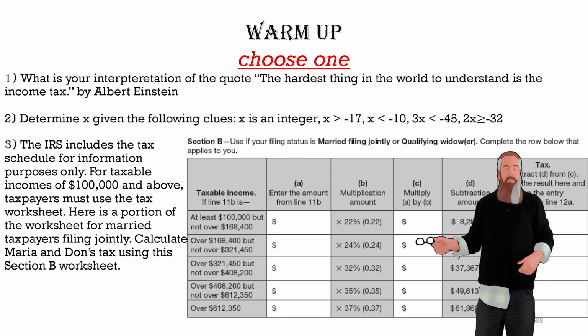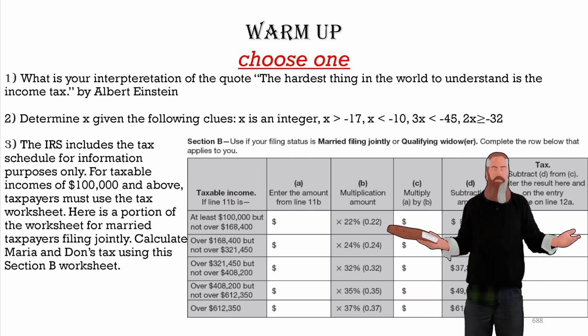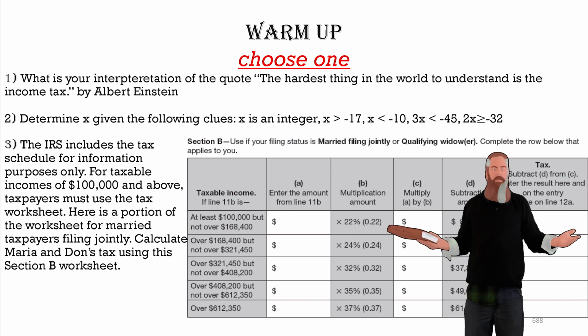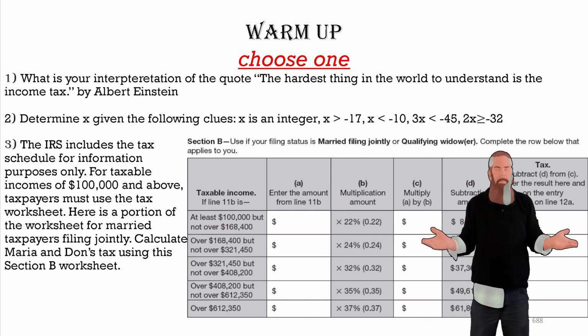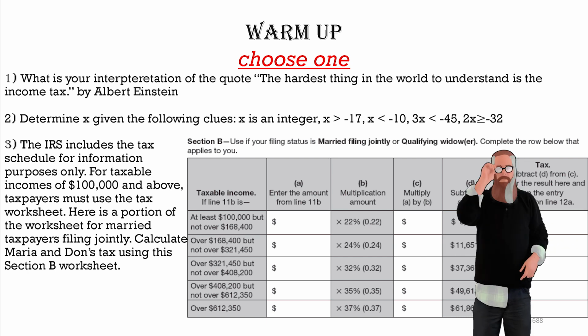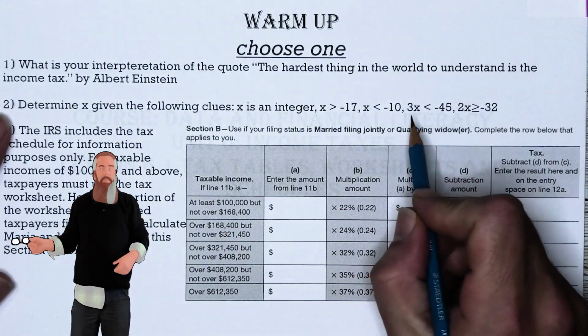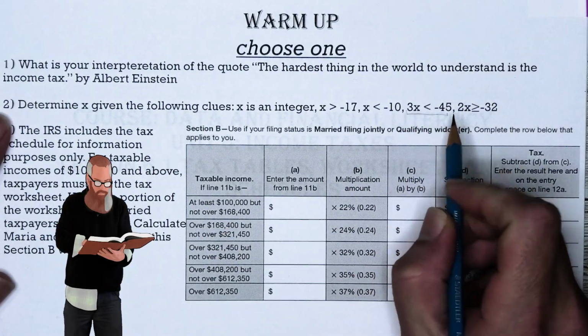Determine x given by the following clues. X is an integer. X is greater than negative 17. X is less than negative 10. 3x is less than negative 45. 2x is greater than or equal to negative 32. So the first thing I guess we would do is solve these two where we have a value.